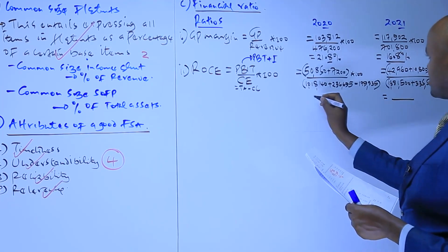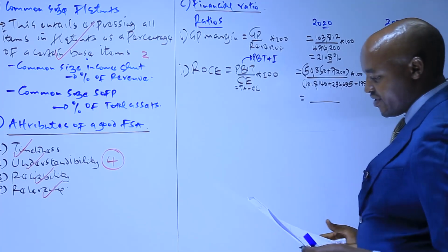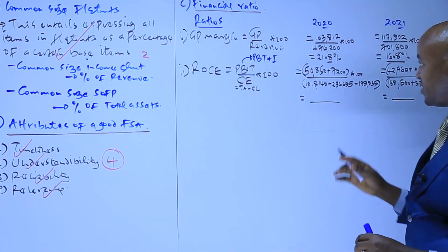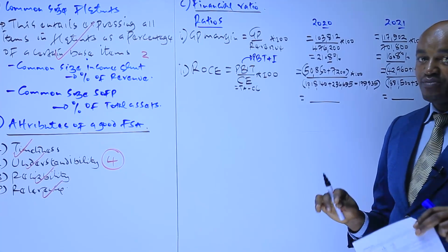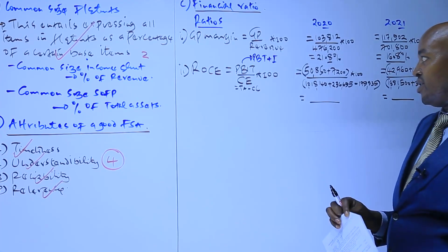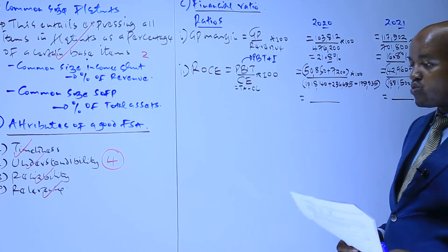Yes. So this ratio is very, very common, because you can see none of these two items, the profit before interest and tax and capital employed, is provided to you by the examiner. You have to remember the formula for computing those two items.